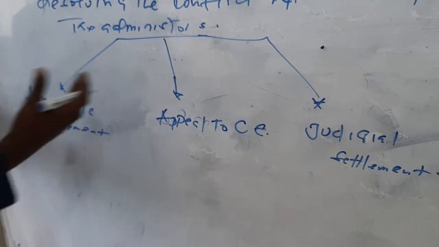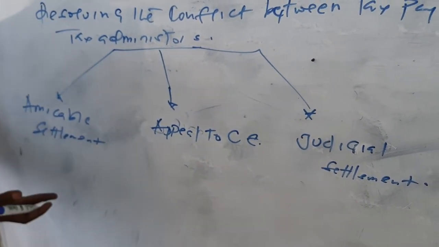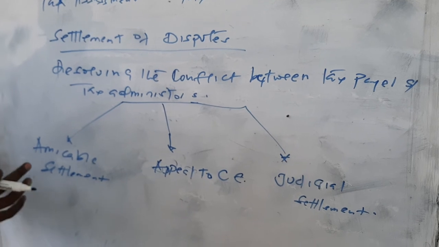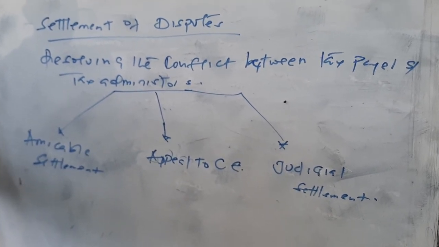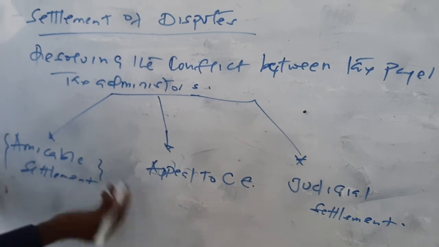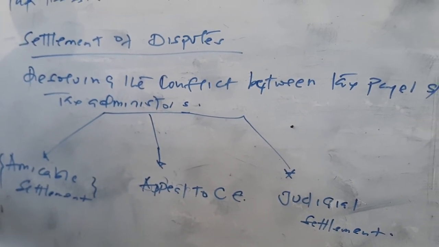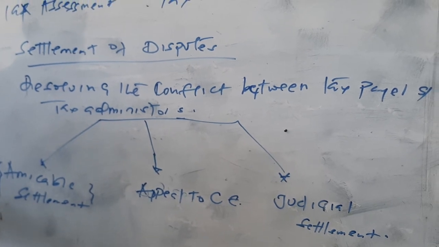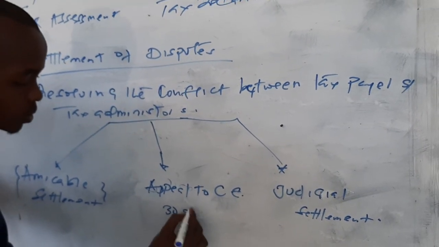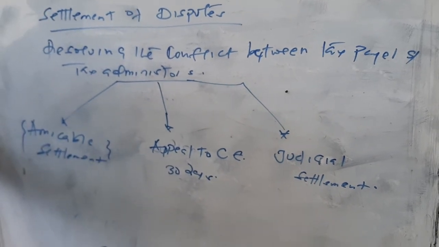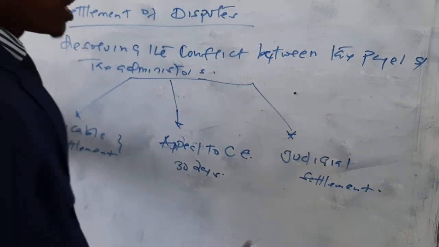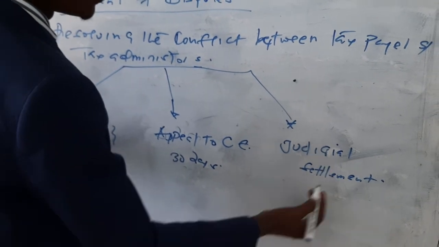Here when the conflict arises between the taxpayers and tax administrators, they can sit together and address those concerns in an amicable way or in peaceful ways. When solving these disputes amicably fails, that is the time they can appeal to CG, and they should appeal within 30 days. Beyond 30 days, the appeal expires. When the appeal to CG fails, they can go for litigation, or they can go to courts. That is under the judicial settlement.